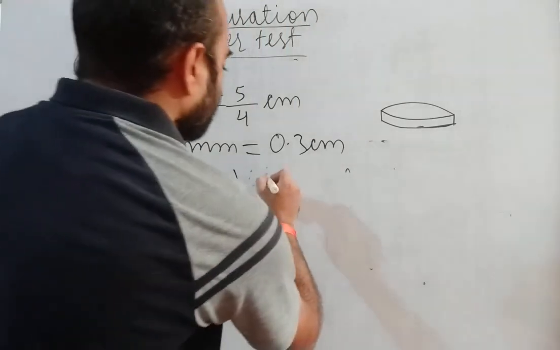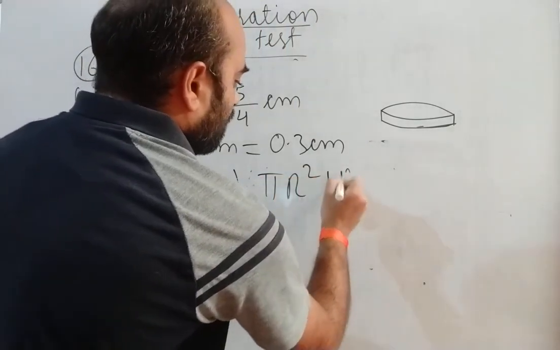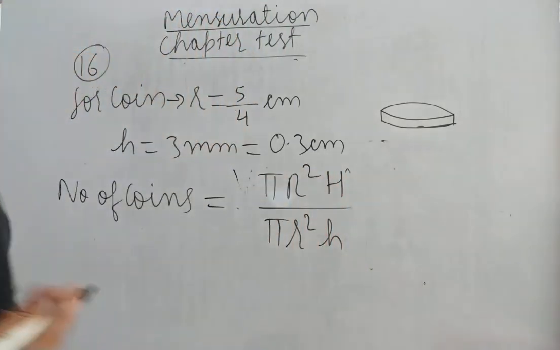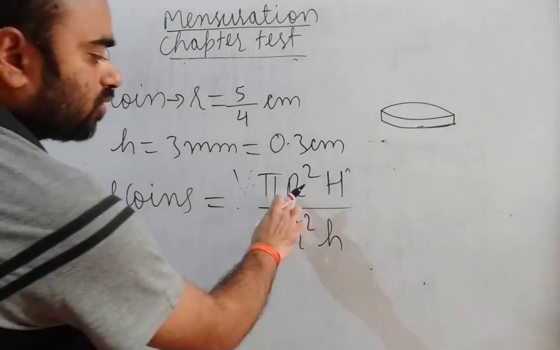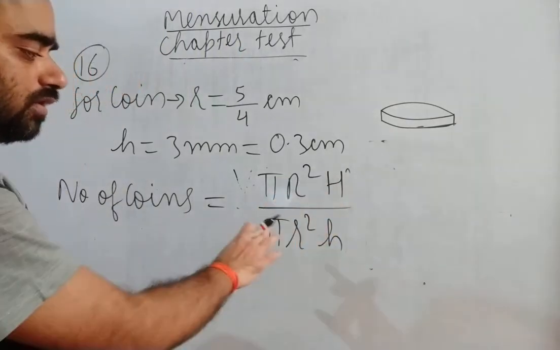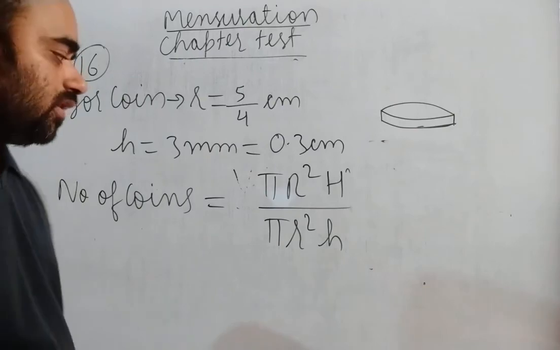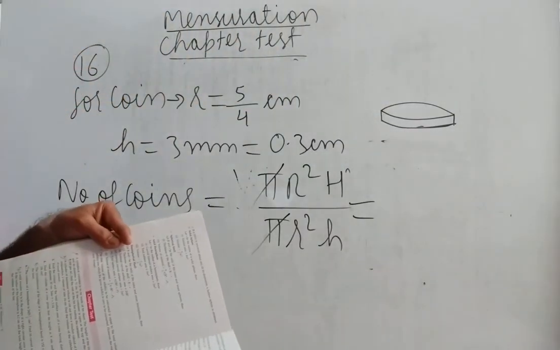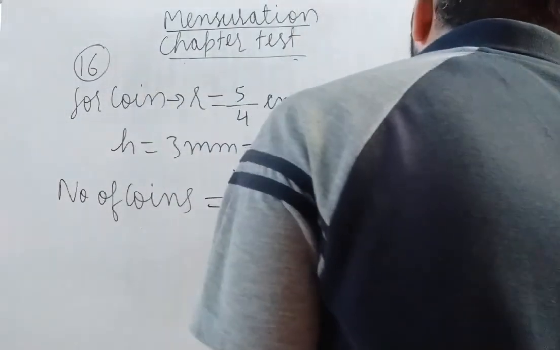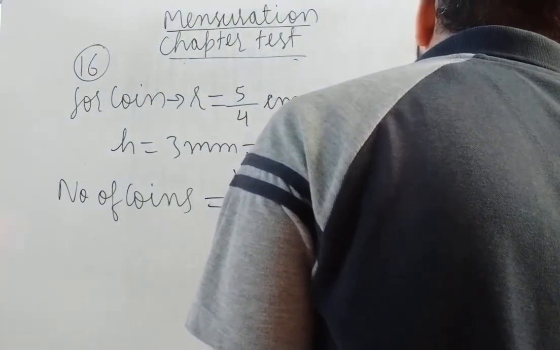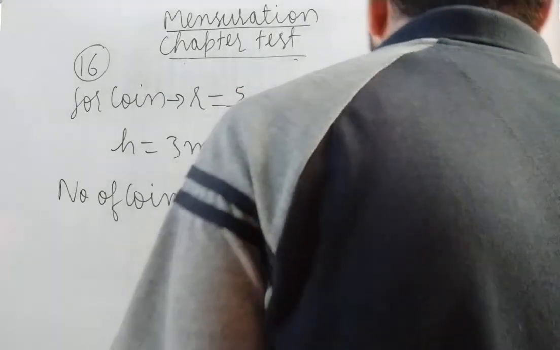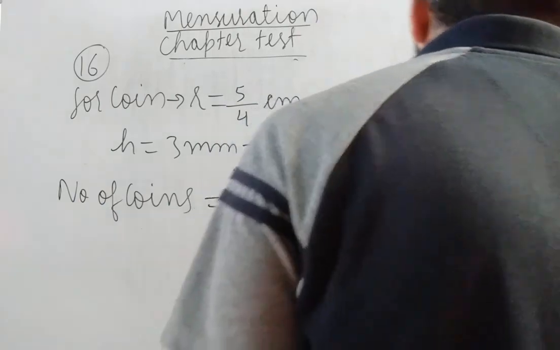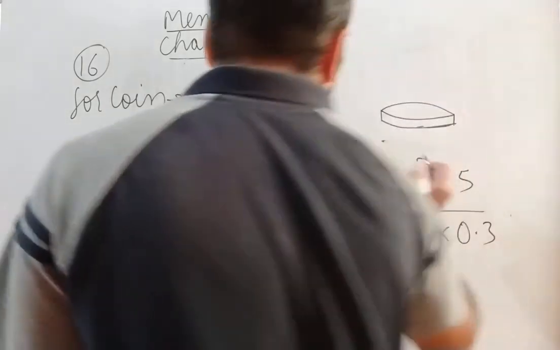Cylinder means again pi r square h. The coin is also a cylinder, so it is pi r square h, but we have to take different dimensions. For the solid cylinder capital R, capital H; for the coin small r, small h. Pi and pi cancelled. Now for the cylinder, radius is 3 and height is 5. For the coin, radius is 5 by 4 square and height is 0.3. Correct? Now we have to solve this.